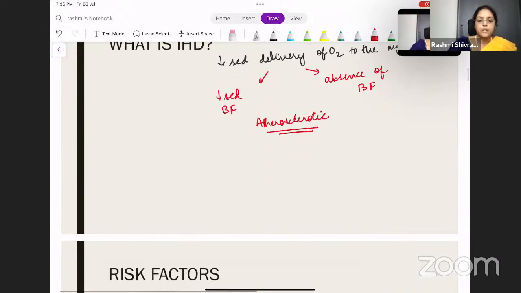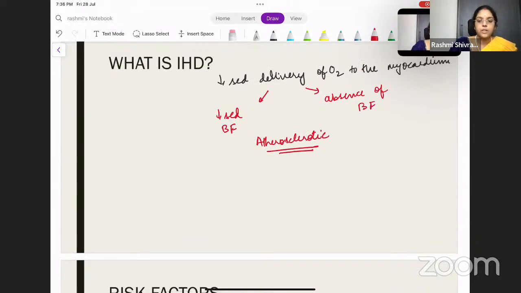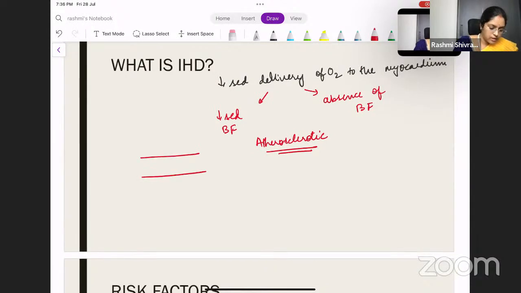So what happens when there is a decreased oxygen supply to the musculature? See, this is the blood vessel and there is a plaque here. Blood flow is like this, but there is also turbulence because of the blockage. So what happens to the myocardium? There is decreased blood supply to the myocardium.